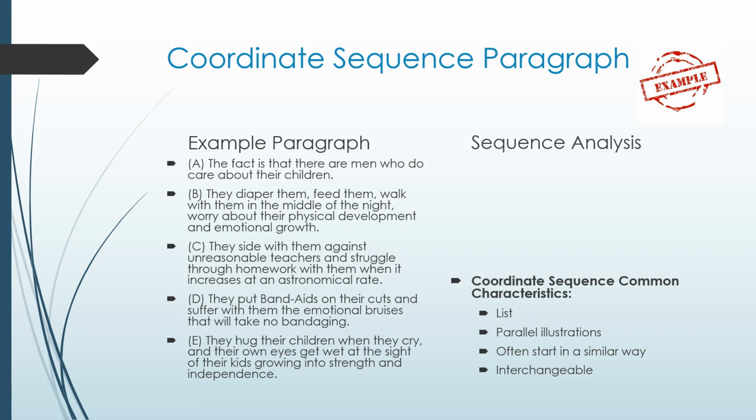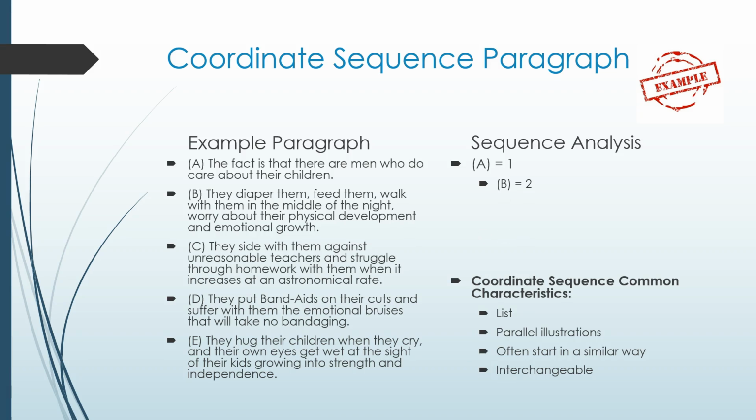So then, as I said to start with, the first sentence will always be level 1. Now, sentence A, the topic sentence, is about men caring about their kids. Sentence B gives an example of how they care about them. They take care of them as babies and worry about them. Therefore, since it's giving additional information, explanation, or support to the level 1 sentence, it will be a level 2 sentence.